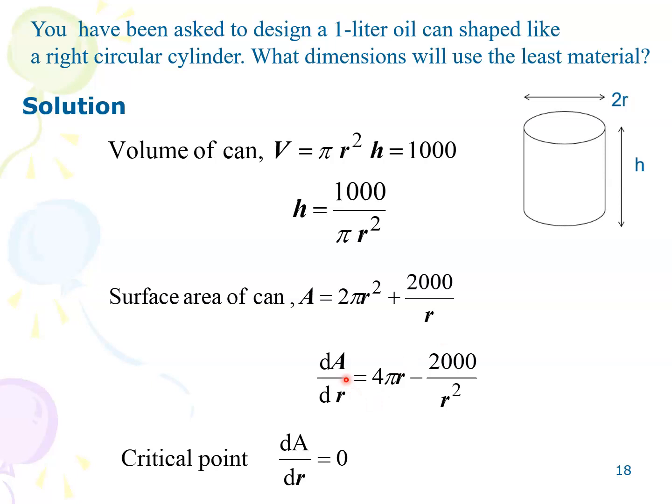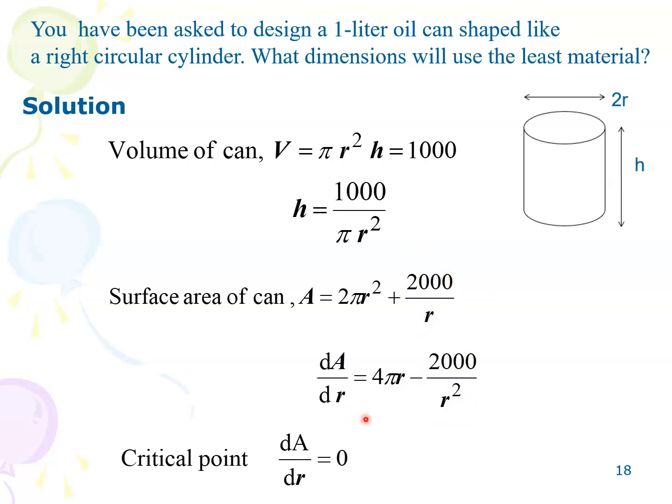Then you will have dA over dr. Why is it dA over dr? Because you have A over here and r over here. So we will differentiate A with respect to r. So that's why you have dA over dr. Then you can differentiate. So slowly we differentiate this. When we differentiate 2 pi r square, the 2 up here you're going to multiply with the 2 over here, so you get 4 pi r. Pi is a constant, just leave it here. And r square just now minus 1, so you get r. Minus 2000 over r square. This one because you already differentiated it, so you get this.